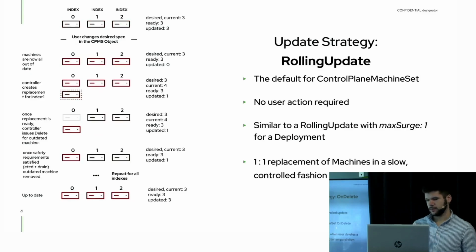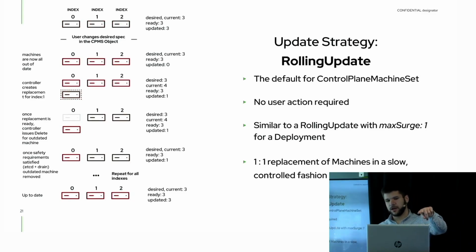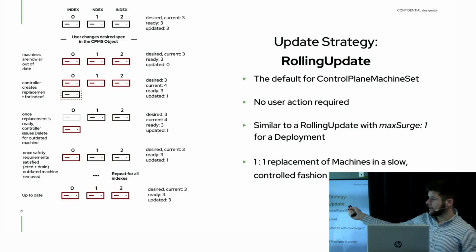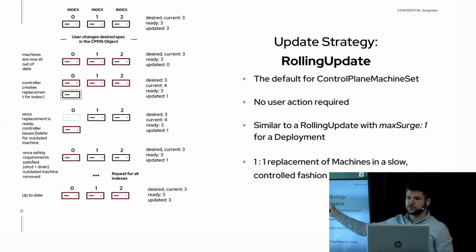We have, on the left-hand side here, an example on how that works. We have 3 up-to-date machines in black up there, index 0, index 1, and index 2. Machines are taking the role of filling in for an index. So in this case, we have 3 of them.